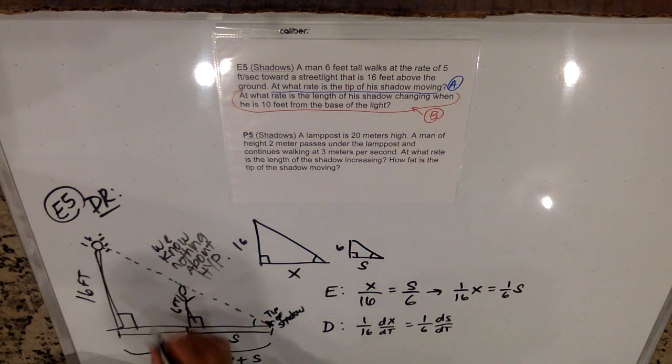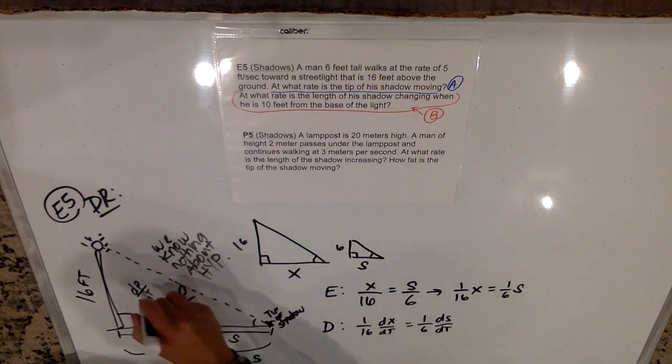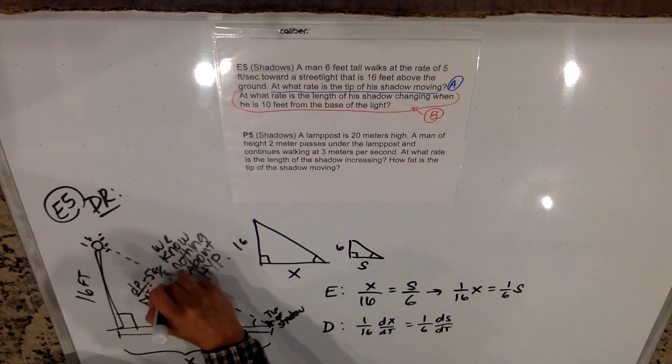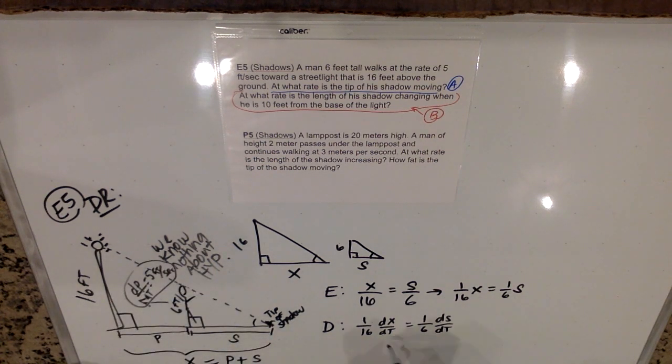The guy is walking towards the lamppost, or towards the street light, so dp dt is negative 5 feet per second. So negative 5 feet per second. And I did forget to label that on there, so my bad. And that's part of the reason that this happened. So the problem is that we just don't know dx dt.